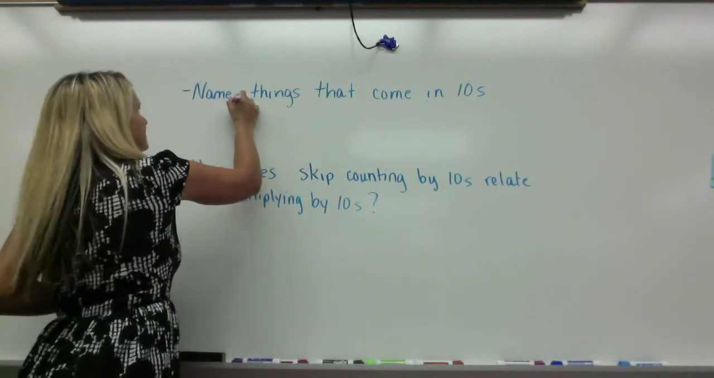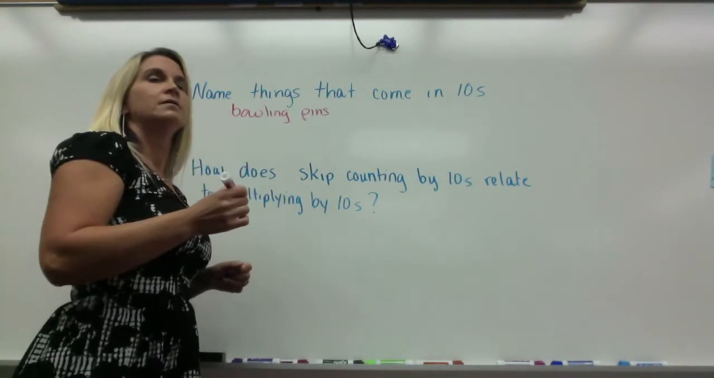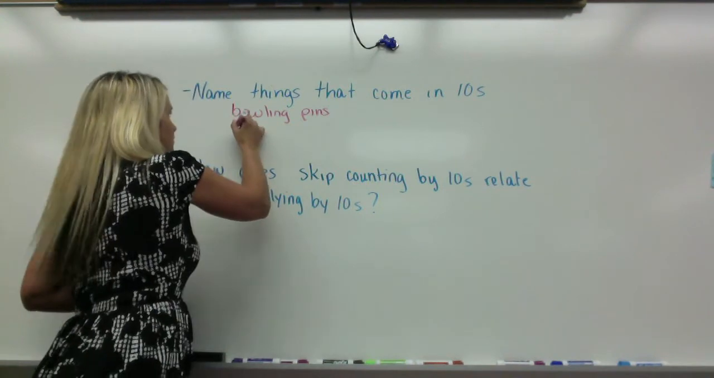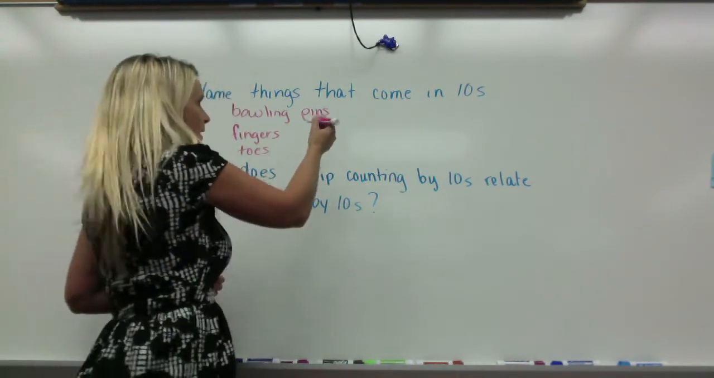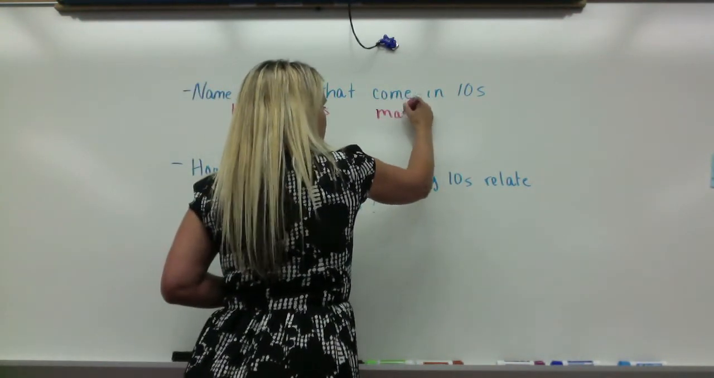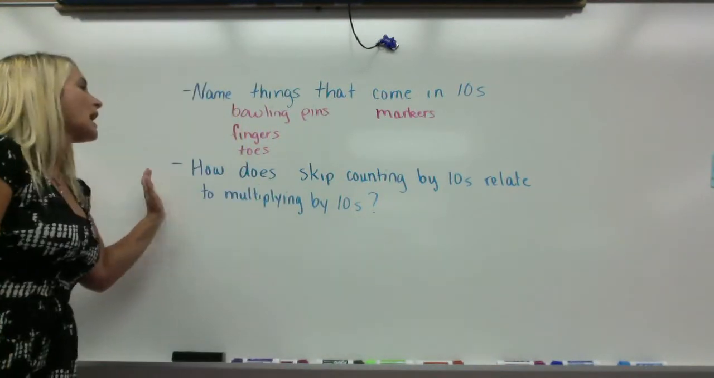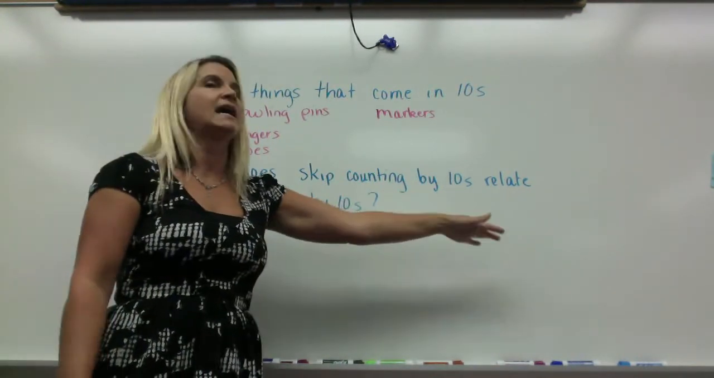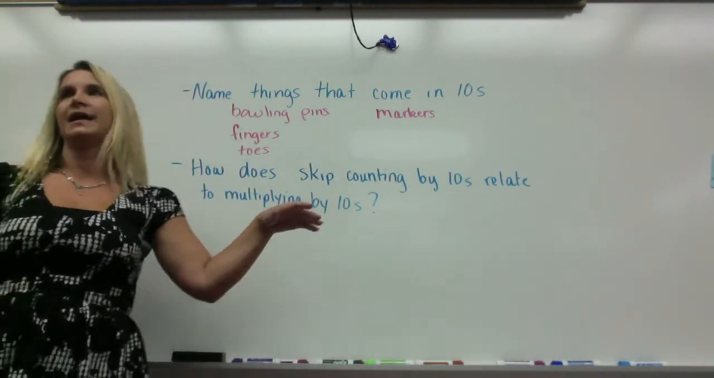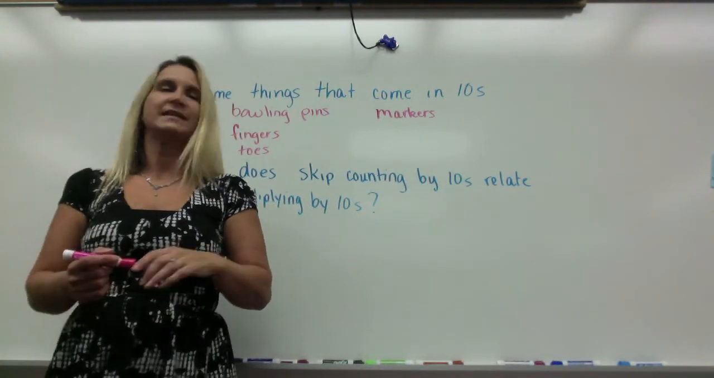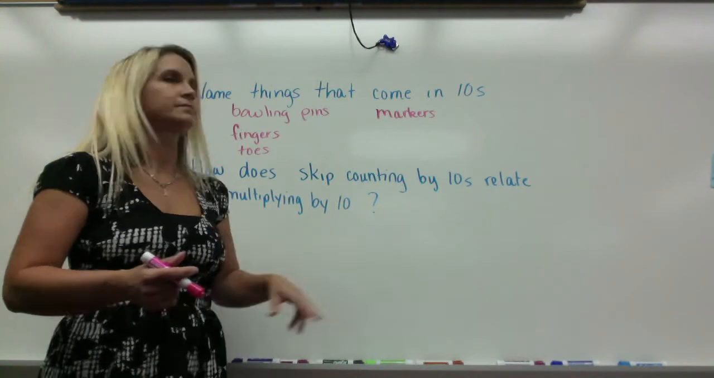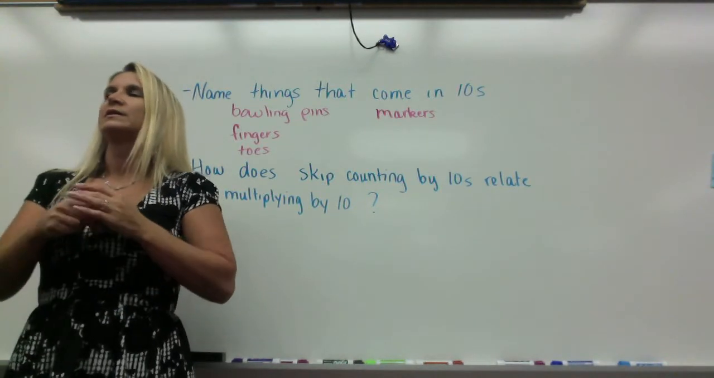10 bowling pins? 10 fingers and toes? Oh, so like a pack of markers comes in 10? So markers, crayons, or colored pencils might. How does skip counting by tens relate to multiplying by tens? By 10, actually by 10. How does it relate?